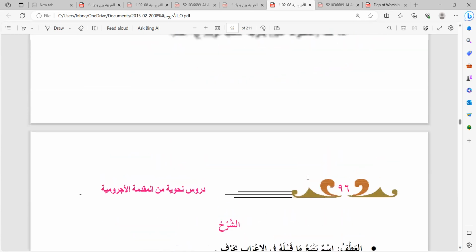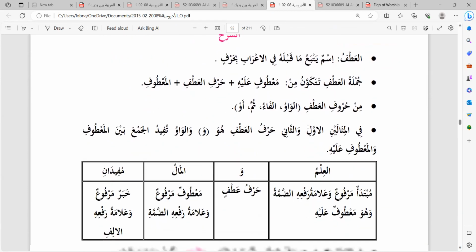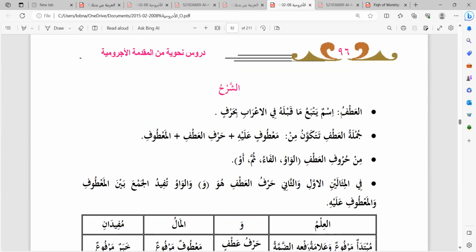All right, so they're just giving you different examples. Okay, let's do this one. العطف اسم يتبع ما قبله في الإعراب بحرف. العطف, it's a noun يتبع ما قبله, it follows what is before it في الإعراب, in the إعراب بحرف. جملة العطف تتكون, the جملة of عطف, it consists of three things. معطوف عليه. So let's say I said دخل أستاذ, in that case أستاذ is معطوف عليه. Then حرف عطف, let's say واو, ثم المعطوف, the word that follows the حرف عطف.